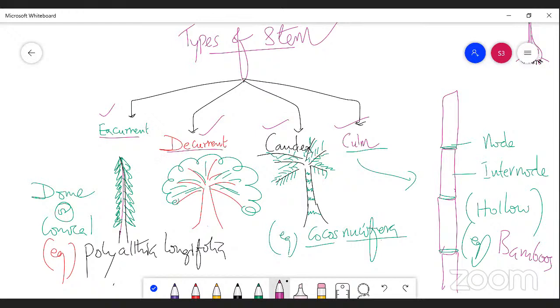Decurrent means the growth of the lateral branches is very fast and the growth of the main axis is very slow. Hence it occupies a very wide area. Examples: banyan tree, Tamarindus indica, Mangifera indica, etc. Codex is cylindrical and unbranched, but with the presence of leaf scars. That is called codex, unbranched. Please underline unbranched. And next, culm type is cylindrical, and you can see very clearly the node and internode with a hollow cavity at the center. Example: Bambusa. So this is something about our types of stem.